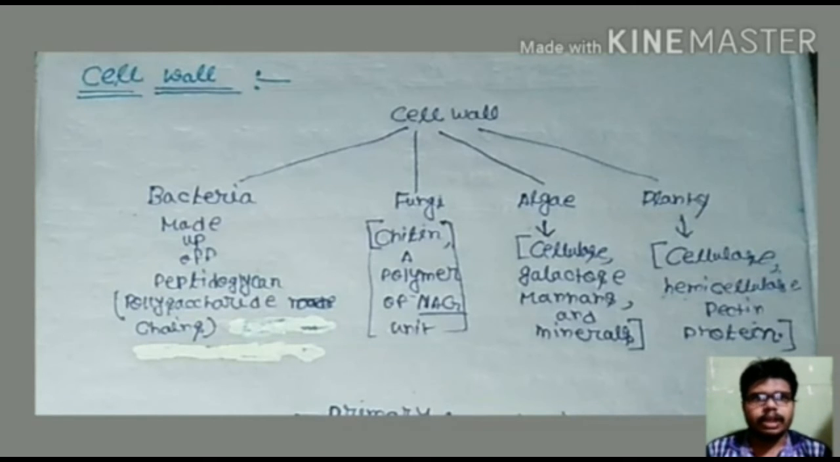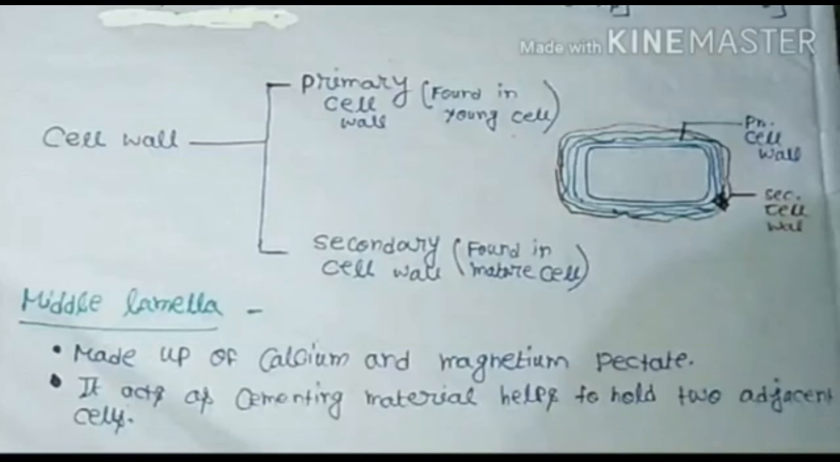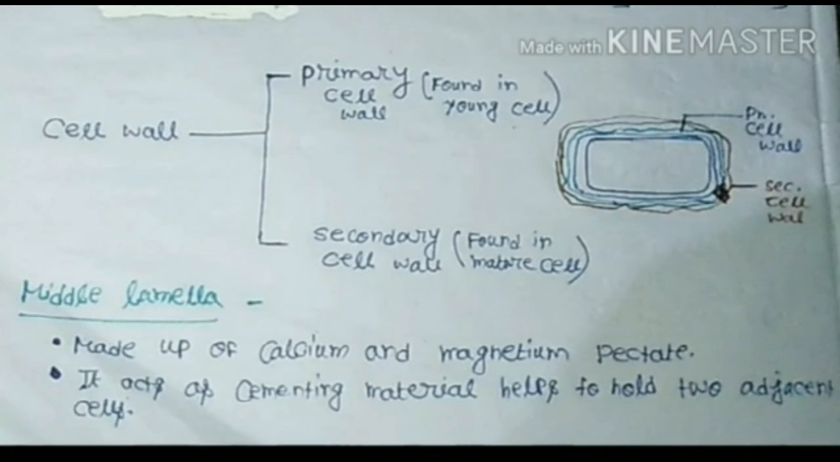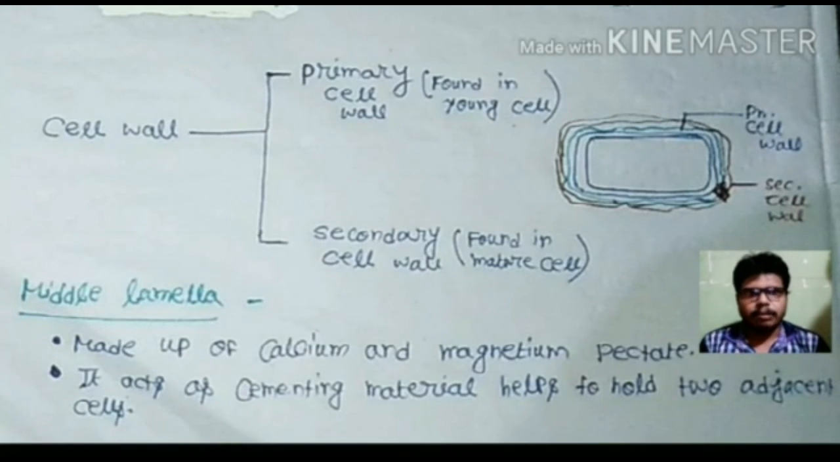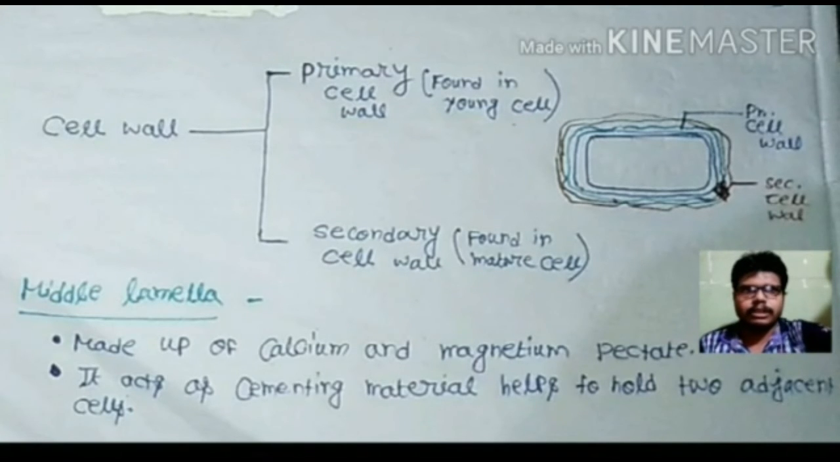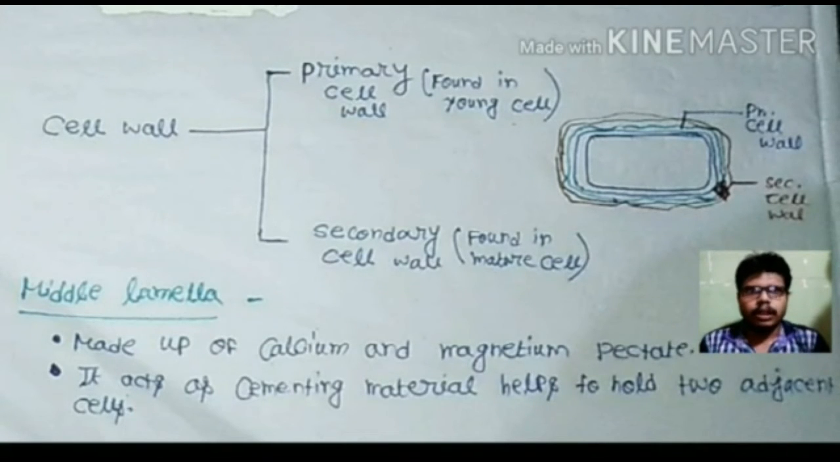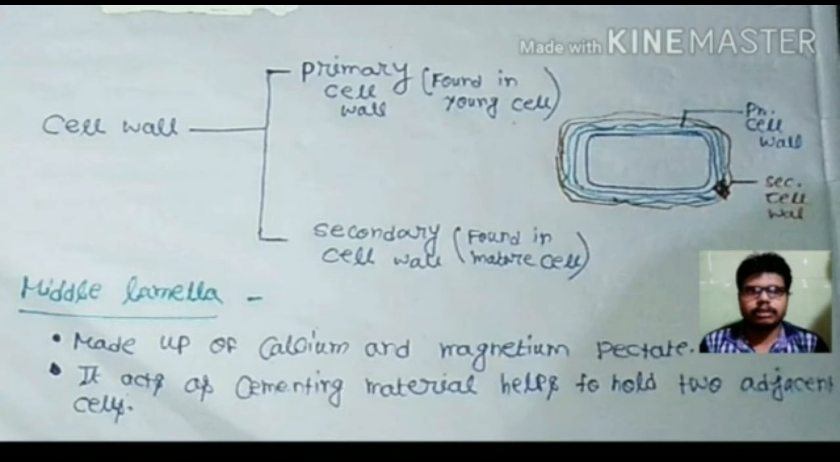And in plants, the cell wall is made up of cellulose, protein and pectin. Some kinds of hemicellulose are there. There are 2 types of cell wall. One is the primary cell wall, another is the secondary cell wall. The primary cell wall is usually found in young cells and the secondary cell wall is usually found in mature cells.